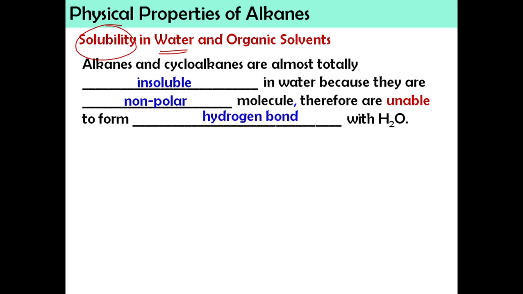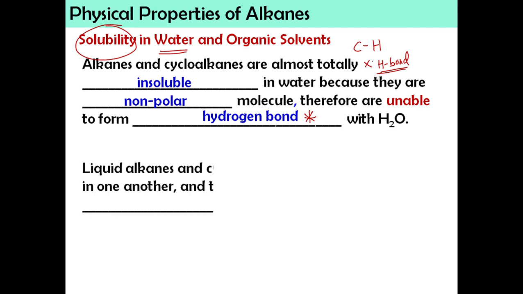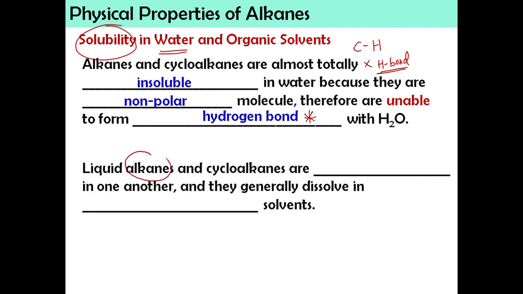Okay, so key points dekat sini, solubility in water mesti boleh form hydrogen bond with water. So, alkanes and cycloalkanes, dia ada CH bond only. So, tidak boleh menghasilkan hydrogen bond dengan air. Jadi, dia tak larut lah in water. Okay? Tetapi, kalau awak ada liquid alkanes dan cycloalkanes. So, let's say we mix these two liquids together. You rasa dia dissolve in one another ke tak?